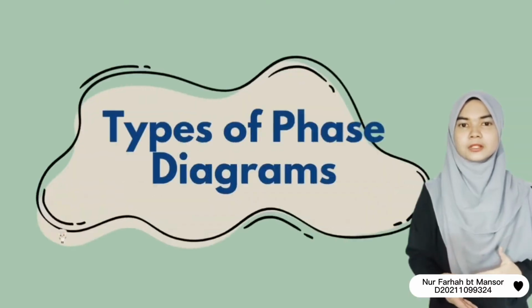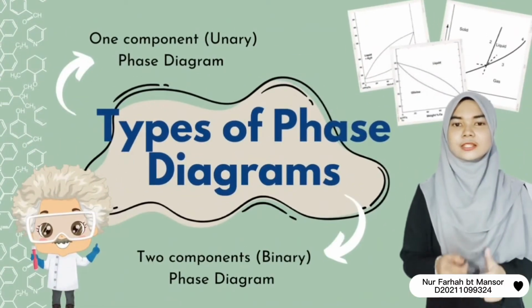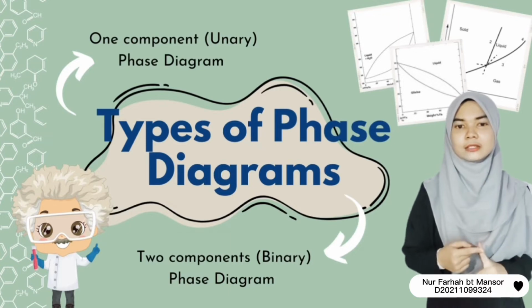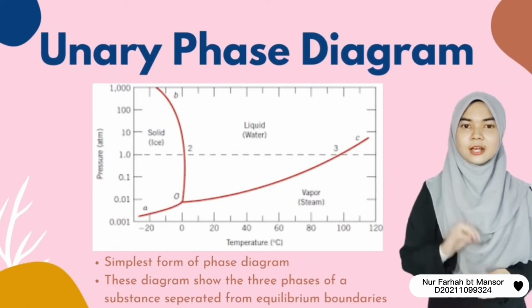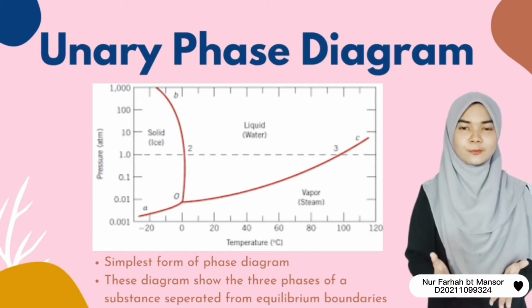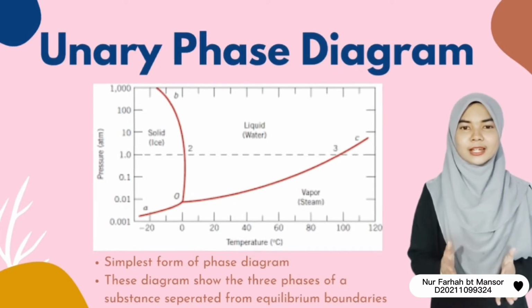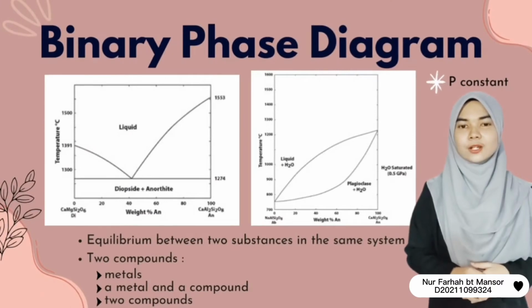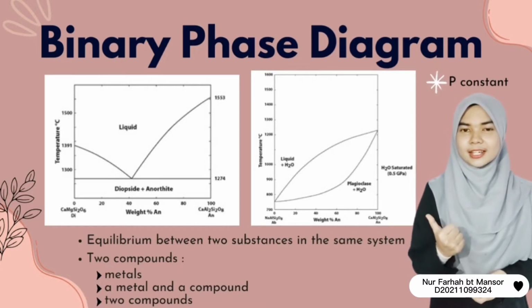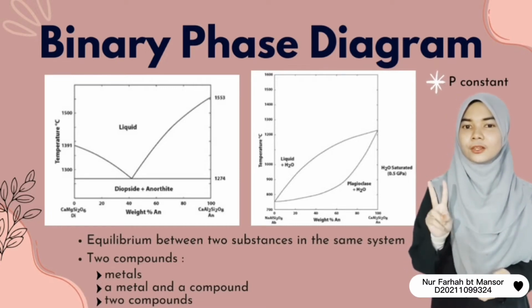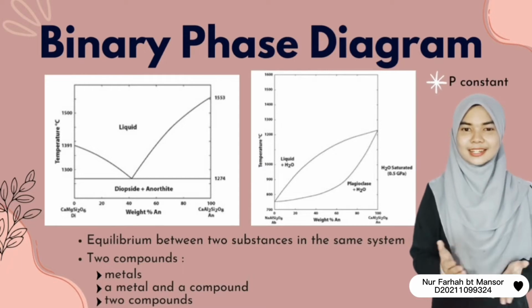There are a few types of phase diagram. The first one is unary phase diagrams and the second one is binary phase diagram. Unary phase diagram is the simplest form of phase diagram. The three phases of a substance are divided by equilibrium borders in this diagram. A binary phase diagram depicts the equilibrium of two substances in a system. Temperature and chemical composition are the variables in most cases, with pressure being constant. A metal and a compound or two compounds can be the two substances in this case.